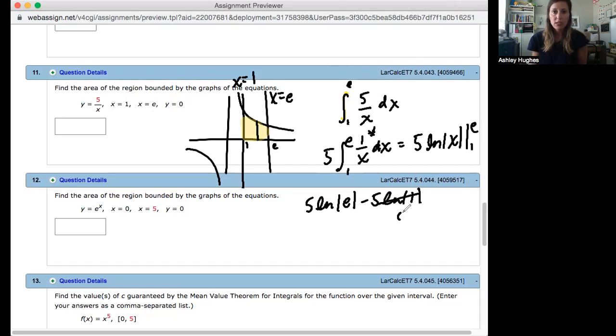Well, the natural log of 1 is 0, and the natural log of e simplifies to be 1, because remember, natural log of e to the x gives you back x. So this is natural log of e understood to the 1 power, so this just gives you 1. And so the answer for this is actually just 5.